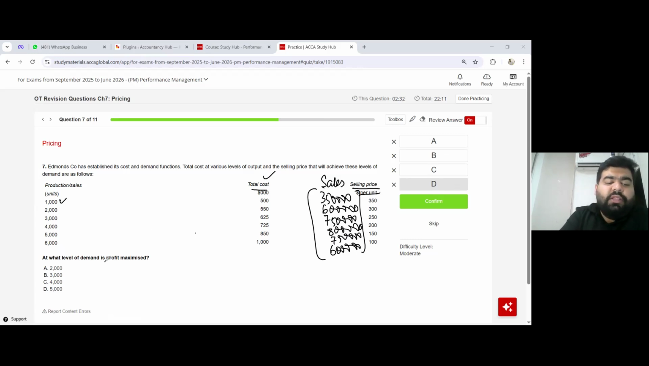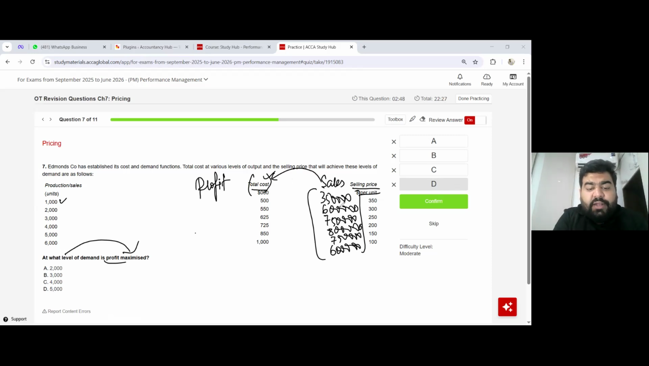We have to tell at which level of demand profit will be maximized. Just calculate the profit. We know how profit is calculated: just deduct the cost from the sales. Simple, very easy. If you see, the sales are 350,000 and the total cost is 500,000, so there will be a loss of 150,000 here.